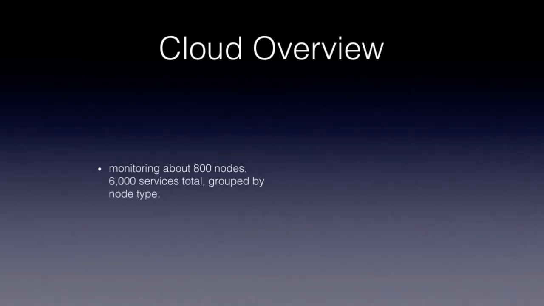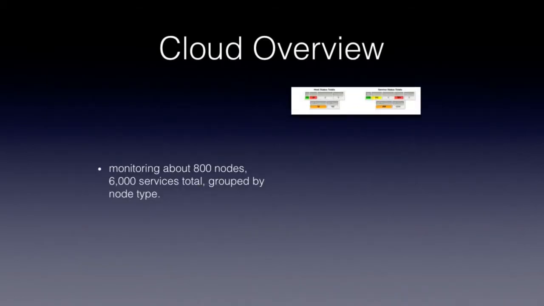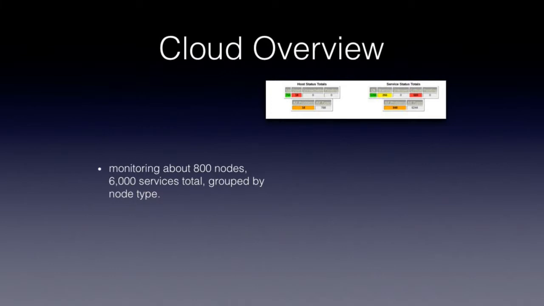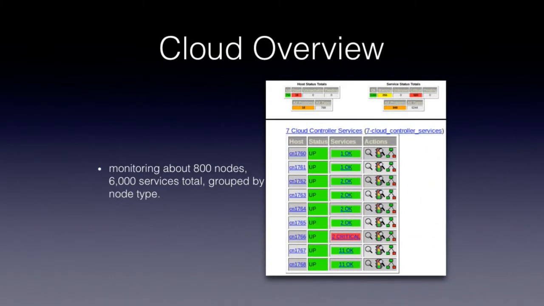Okay, so we have about 800 nodes to be monitored, and 6,000 services total, which are grouped by node type. In the picture, we captured from our Nagios server our controller services.